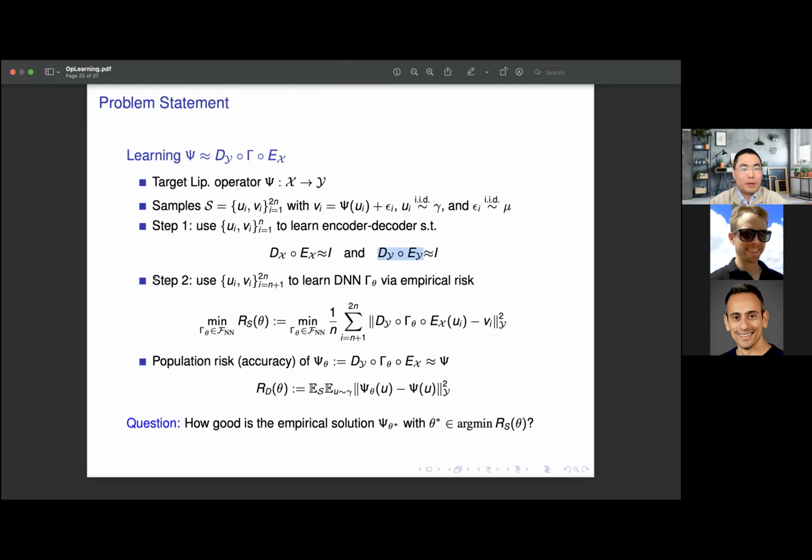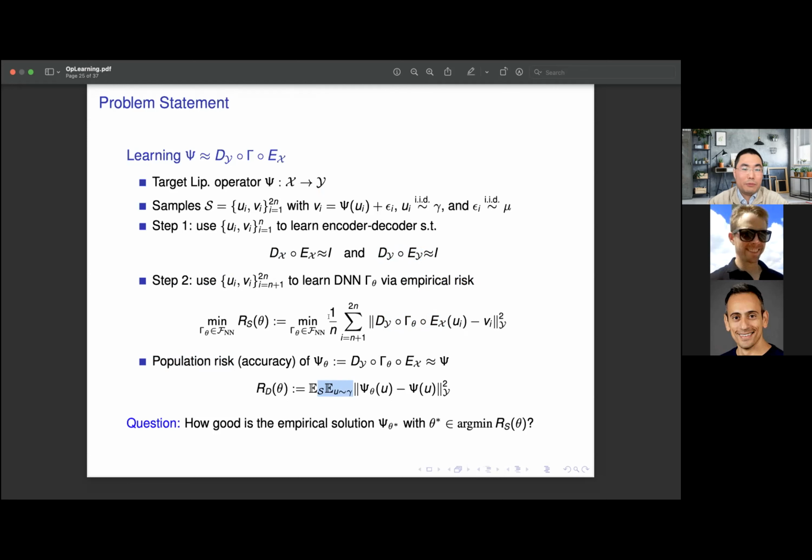In the second step, you use the rest of the training samples to learn a neural network, such that the composition of the encoder, neural network, and decoder can approximate our target operator. We typically use empirical risk optimization to learn this middle neural network. And we try to quantify the learning accuracy in terms of the so-called population risk, considering all the possible distributions of the data. In other words, all the possible function pairs U and V.